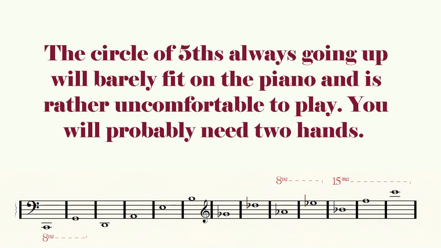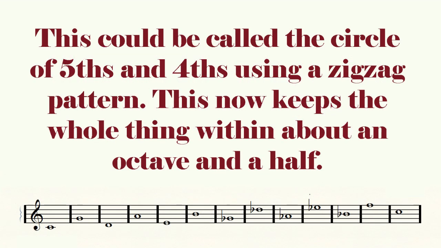Let's consider what happens if we move up fifths starting with the lowest C on the piano. This would take up the whole piano keyboard and is rather uncomfortable even to try to play. In order to be practical, when we show the circle of fifths, we have to zigzag back and forth between fifths and fourths. The standard explanation of the circle of fifths always starts with C, then G, then D.